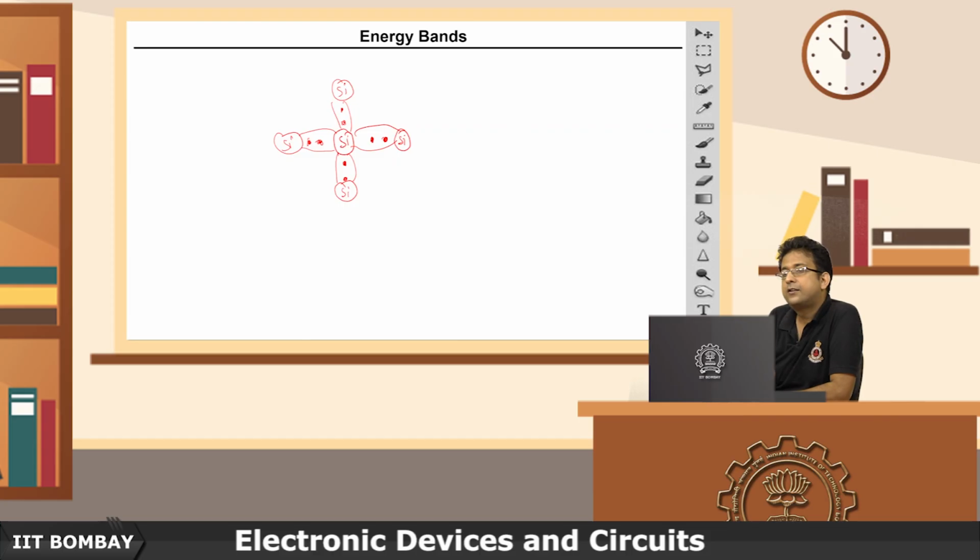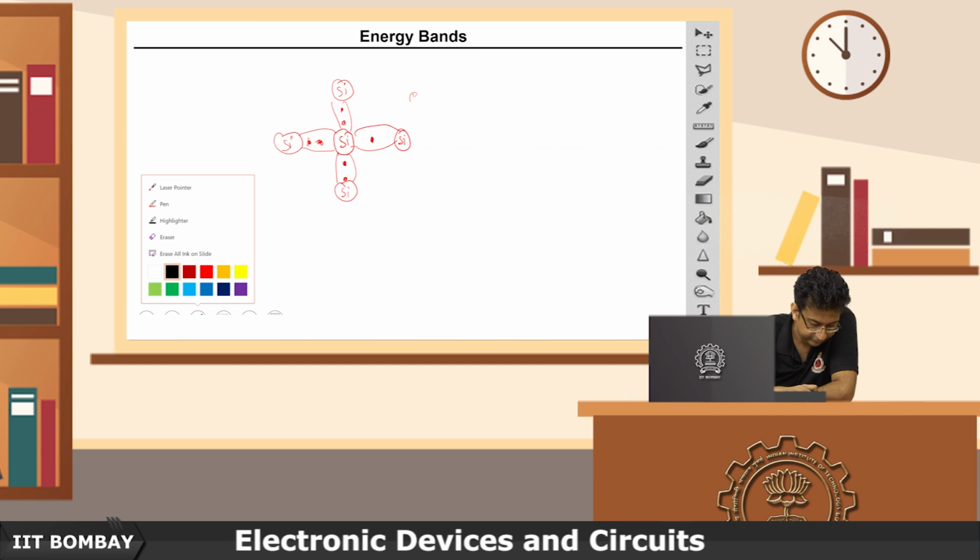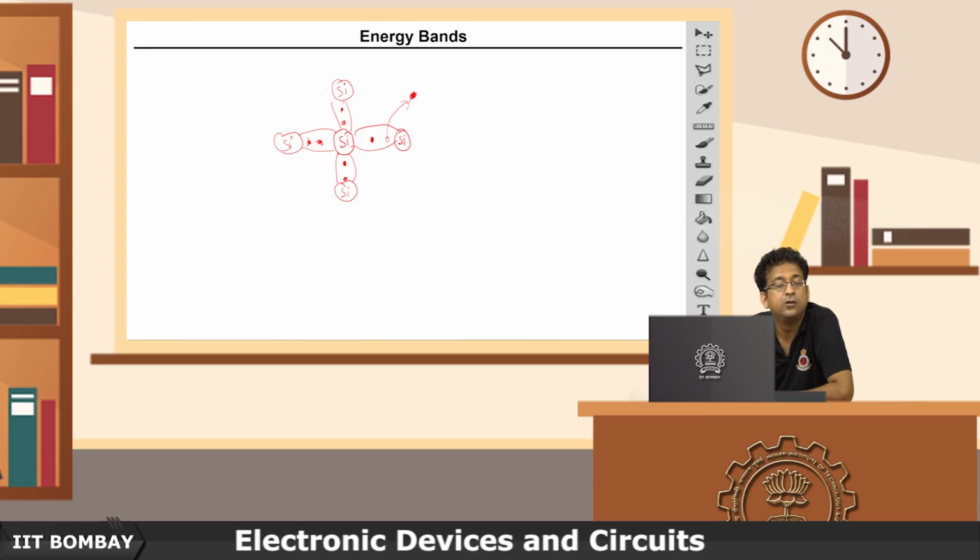So you can see these electrons are in the valence band at the moment. Now let's assume that one of these electrons gets enough energy and moves out of this bond due to thermal energy or something else. So we get a hole here, and this is our electron. So this electron has moved from here to here.